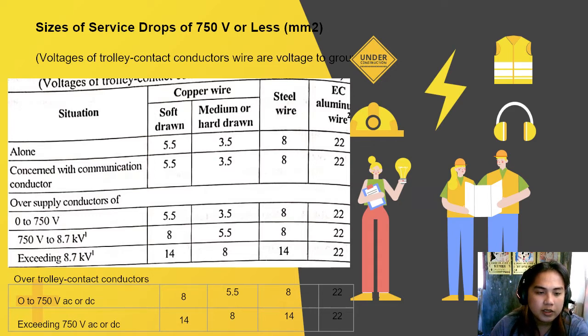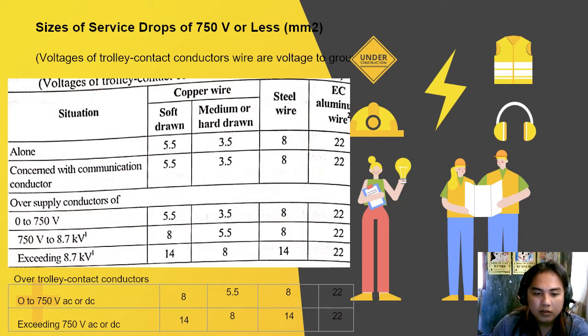So over track contact conductors: 0 to 750 volts AC or DC is 8. We use 8 for soft drawn, 5.5 for the medium, 8 for the steel, and 22 for the aluminum. So exceeding 750 volts AC or DC.